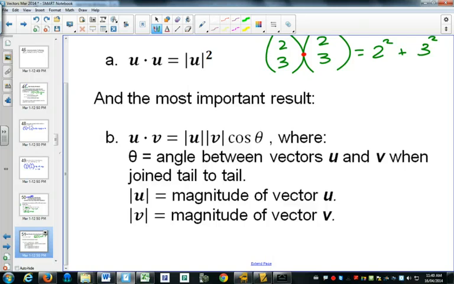And the most important result is that the dot product of two different vectors is equal to the length of u, the length of v, times the cos of the angle. And what this will do is help us figure out some things that we used to have to use the cosine law for. Now you're going to be able to figure out stuff without having to use the cosine law. So here you have a vector u, and here you have the vector v. This would be the angle theta in between them. And the dot product of these two is the same as the length of this, times the length of that, and the cos of the angle in between.